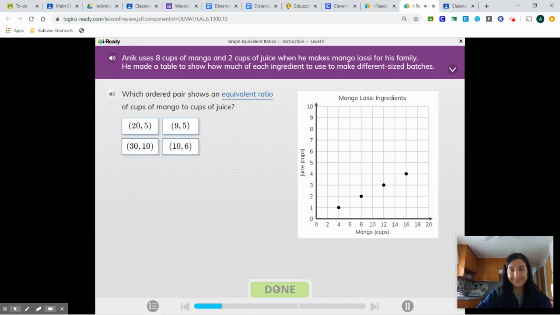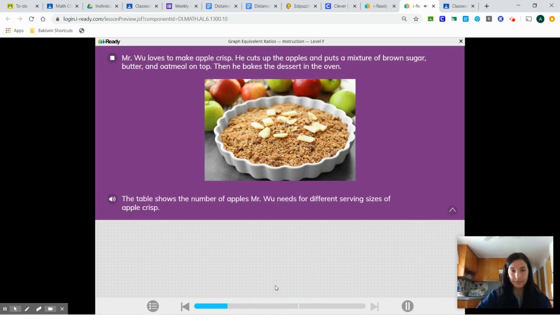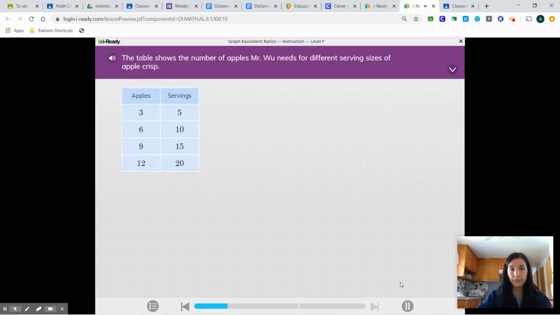You got it. The ratio. Mr. Wu loves to make apple crisp. He cuts up the apples and puts a mixture of brown sugar, butter, and oatmeal on top. Then he bakes the dessert in the oven. The table shows the number of apples Mr. Wu needs for different serving sizes of apple crisp.